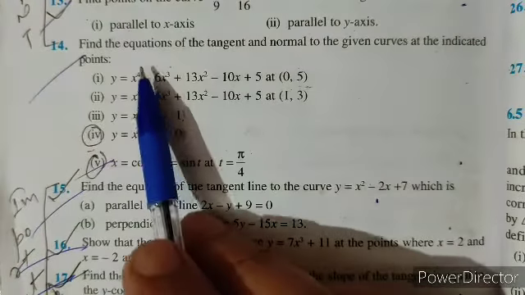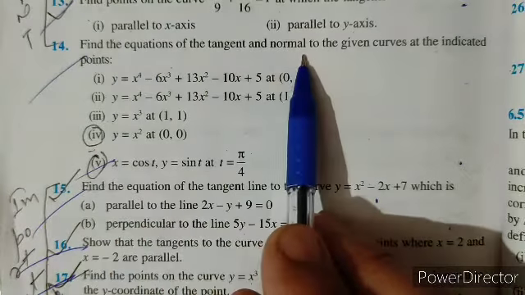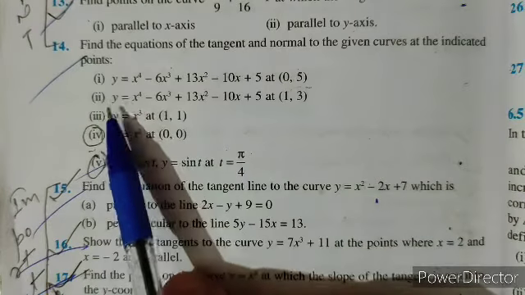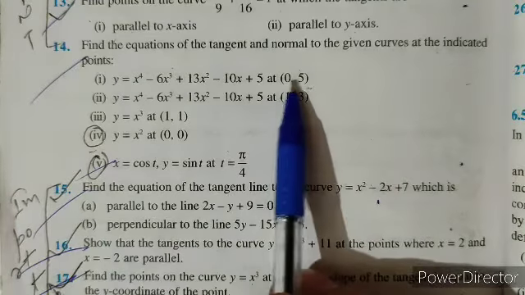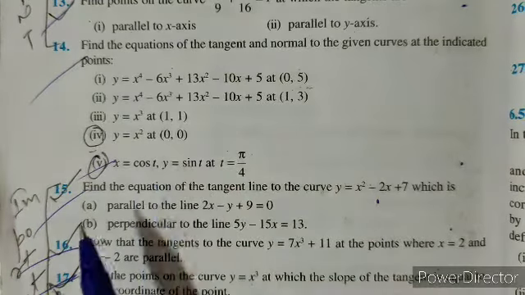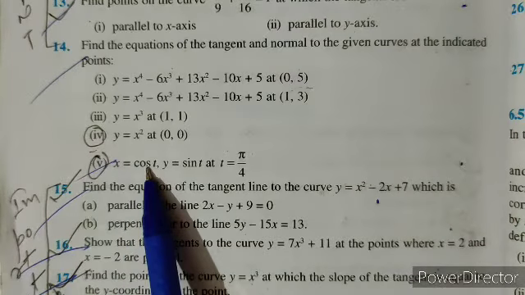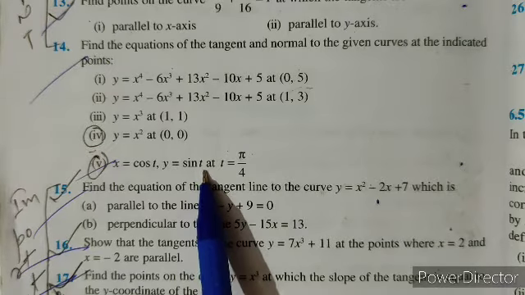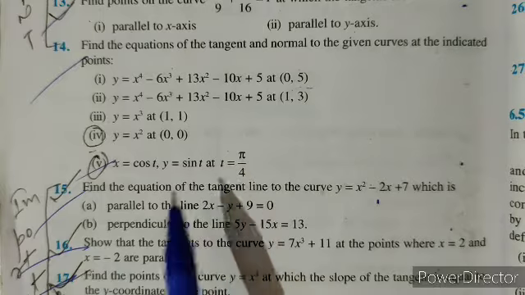In question number 14, we have to find the equations of tangent and normal to the given curves at the indicated points. So I am doing the fifth part of it. Here x0, y0 is given to us in all the parts. Now in the fifth part, the equation of the curve is x equal to cos t and y equal to sin t. We have to find the equation of the tangent and normal at t equal to pi by 4.